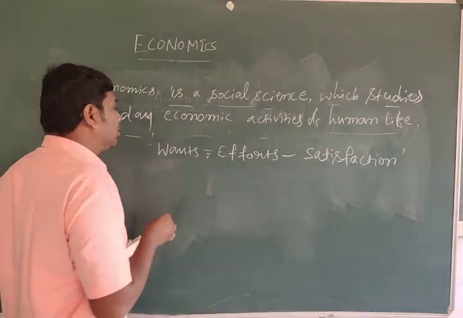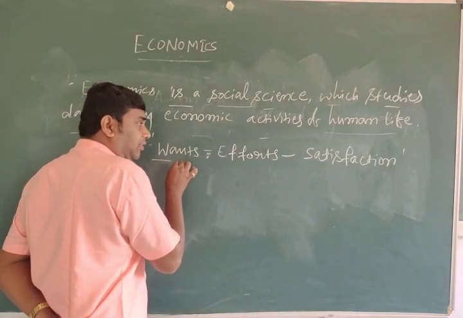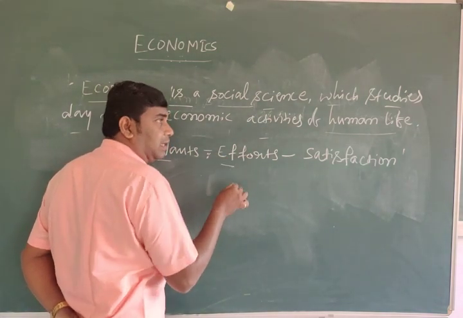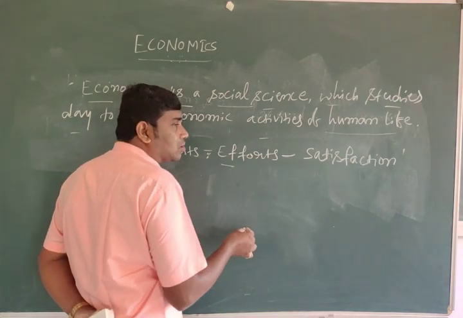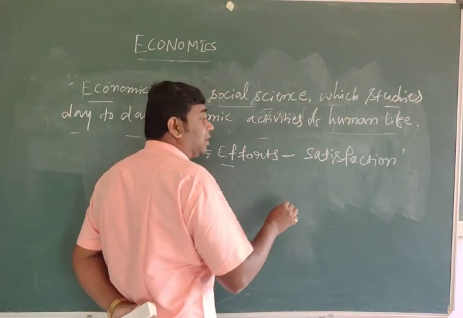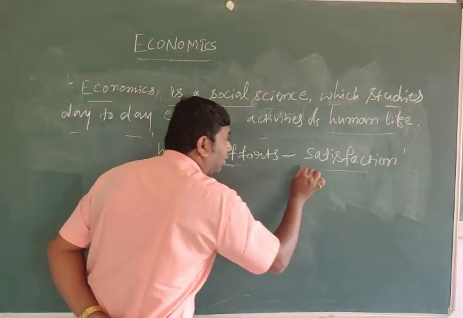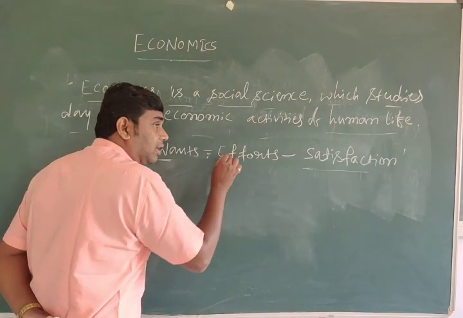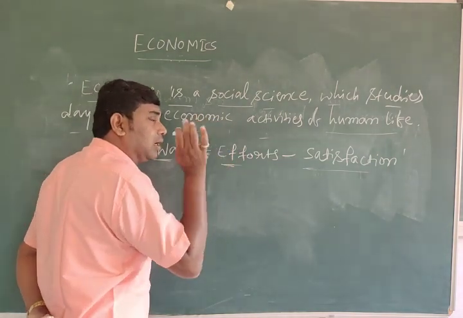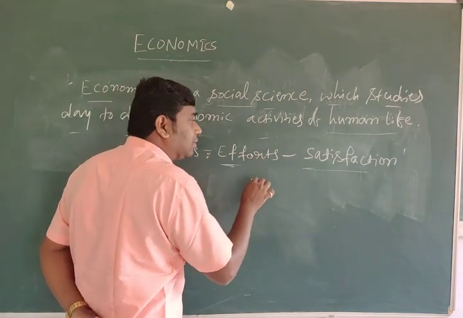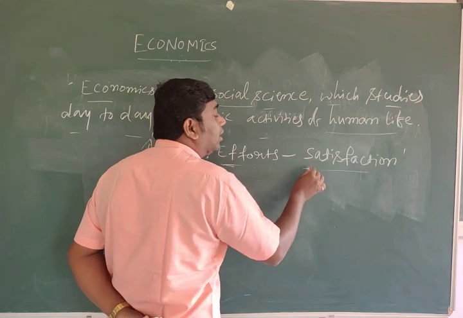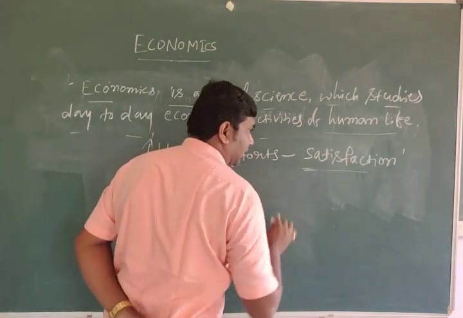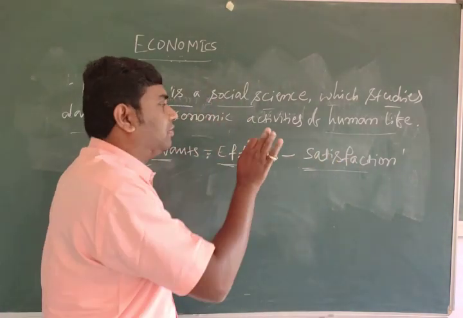Very important three concepts, because human wants arise. To fulfill this one, he has to do work, that is put effort. By doing work, he will earn some money, that is earning. So that earning he can use to purchase goods and services. What purpose? To get satisfaction. These things are very important. So when the human wants arise, he will do work, he will put effort. When he does work, he will get the money. So using that money, he will purchase goods and services. Through that, what he will get? He will get satisfaction. That's why wants, efforts, satisfaction. So this is the main important theme of economics.